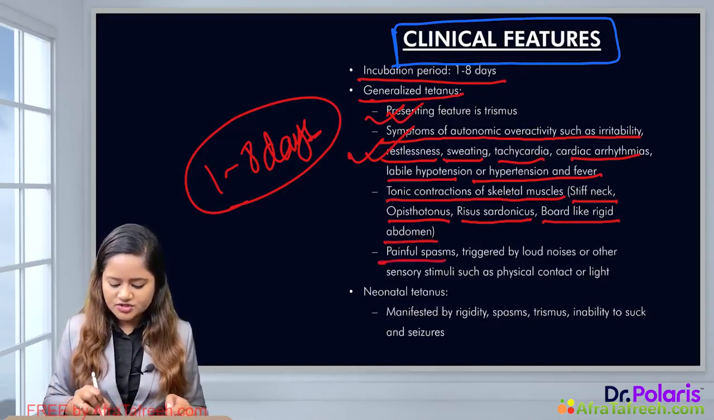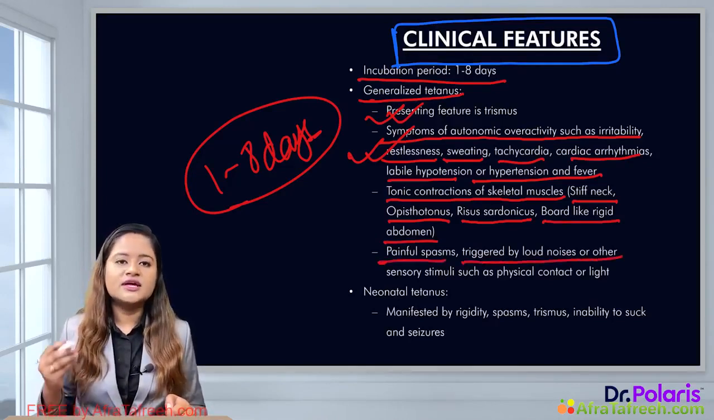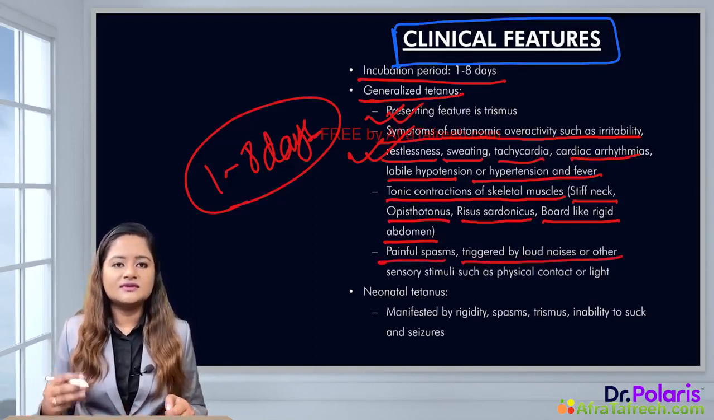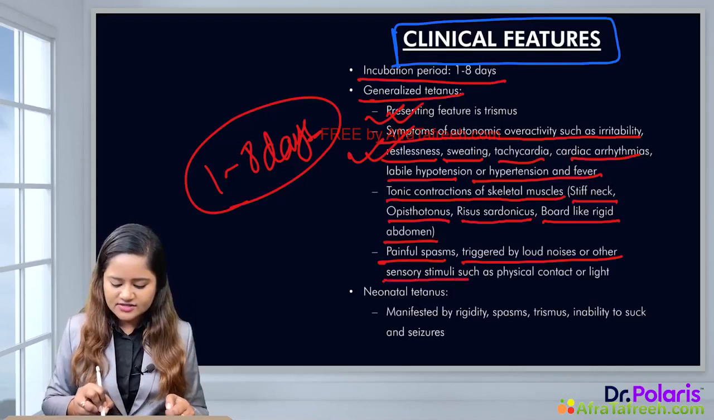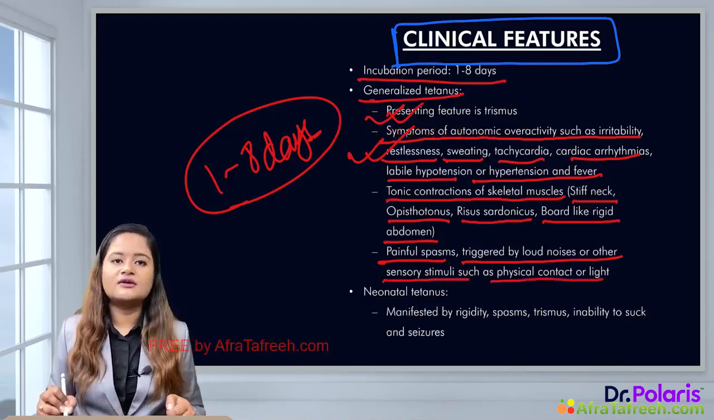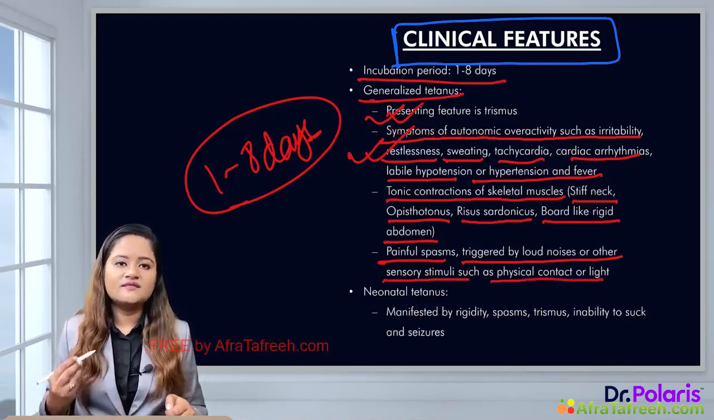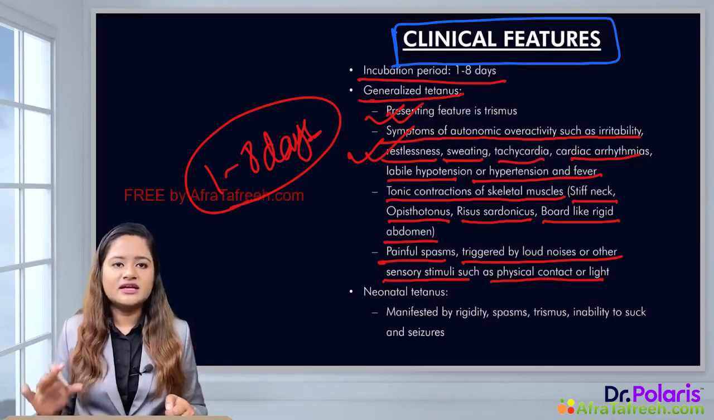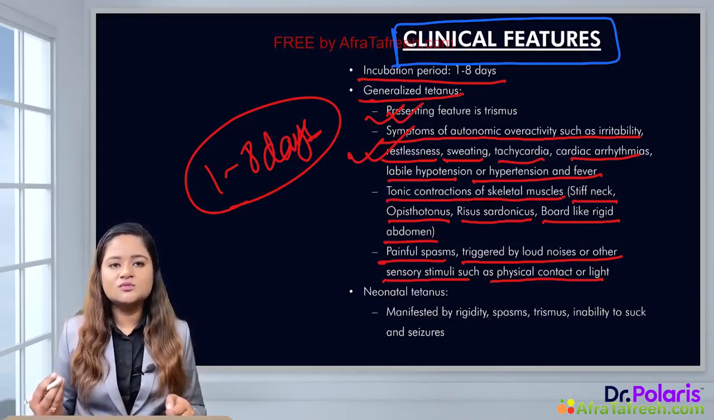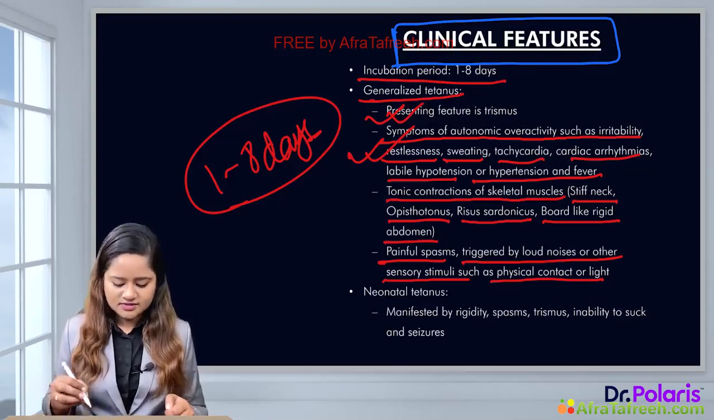Painful spasms are triggered even by loud noise. So any kind of disturbance in the stimuli can result in sudden onset of painful spasms of the muscles, or any other sensory stimuli such as physical contact or light. That is why patients who have tetanus are kept in an isolation ward where the environment is very calm and composed. There is no kind of light stimulus or noise stimulus, because with these stimuli it can result in sudden onset of painful muscular spasms.